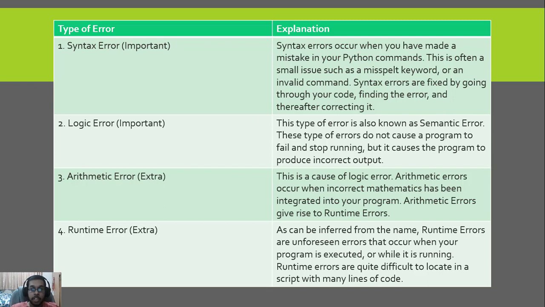Number 3. Arithmetic error. Extra. This is a cause of logic error. Arithmetic errors occur when incorrect mathematics has been integrated into your program. Arithmetic errors give rise to runtime errors. Number 4. Runtime error. Extra. As can be inferred from the name, runtime errors are unforeseen errors that occur when your program is executed or while it is running. Runtime errors are quite difficult to locate in a script with many lines of code.